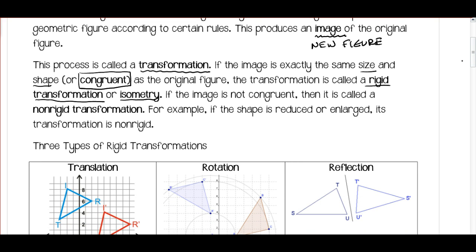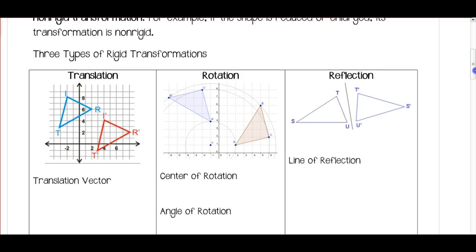So if the image, again, the image is the new figure, is not congruent to the original one, then it's called a non-rigid transformation. For example, if the shape is reduced or enlarged, if it shrinks or gets bigger, it's a non-rigid transformation. So let's take a look at three types of rigid transformations.